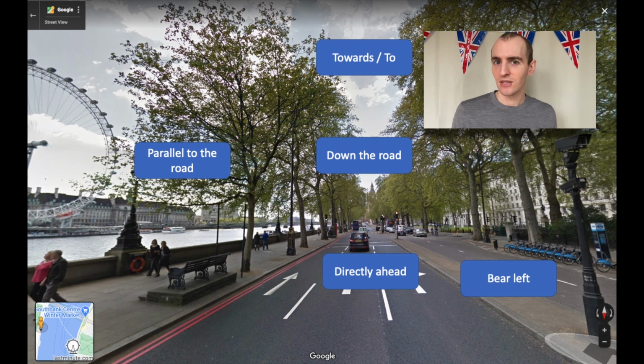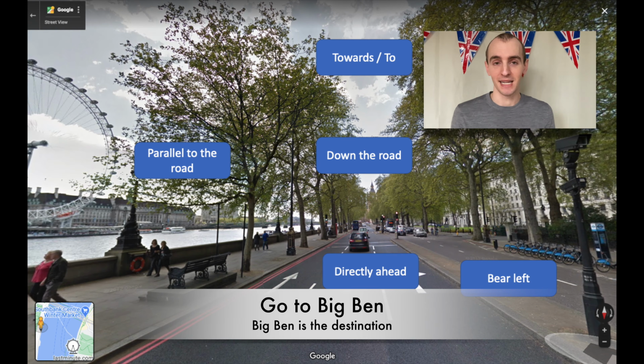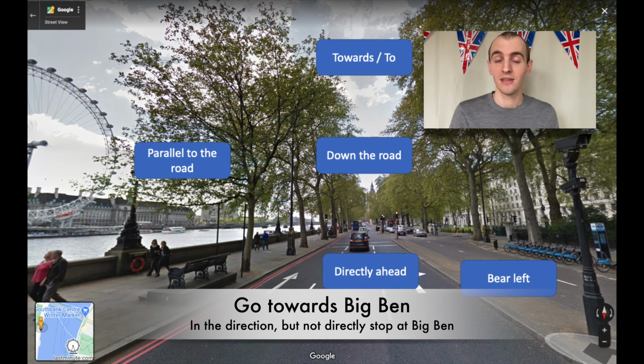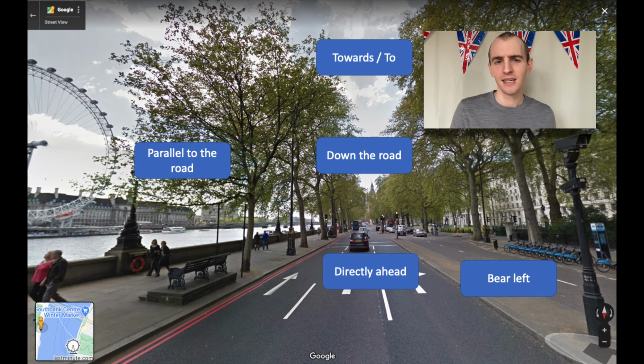Do you know the difference between towards and to? So if we say go to Big Ben, that means we're going to drive and stop at Big Ben. Big Ben is our destination. If we say towards, that means in the direction of Big Ben, but not exactly going there. Maybe we're going to stop before we get to Big Ben. So go towards Big Ben and then bear left.